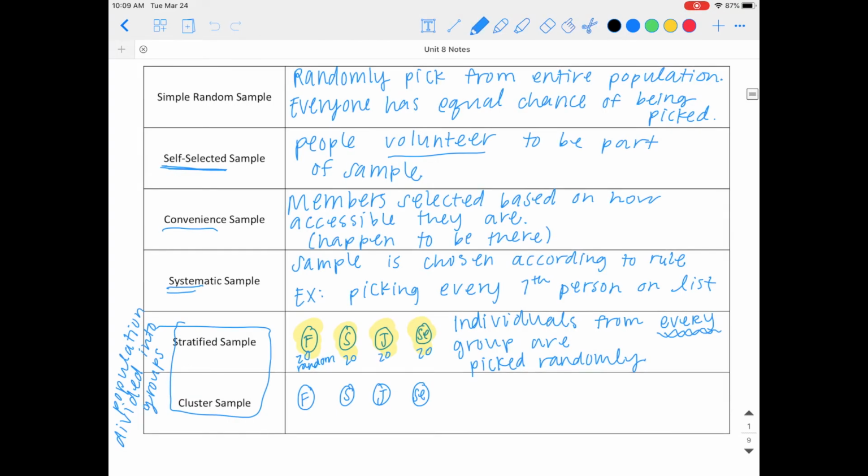If it's a cluster sample, then we're not going to take from every single group. We're only going to take from some of them. So let's say I just wanted to pick from freshmen and juniors. I only pick 40 from freshmen, 40 from juniors. That would be cluster. Or if I just took from upperclassmen, 40 juniors, 40 seniors, that's cluster. Anytime I'm separating into groups but only taking some of them, that's a cluster sample. So that's the main difference between stratified and cluster. Stratified takes people from every single group, and a cluster sample only takes from some of them.